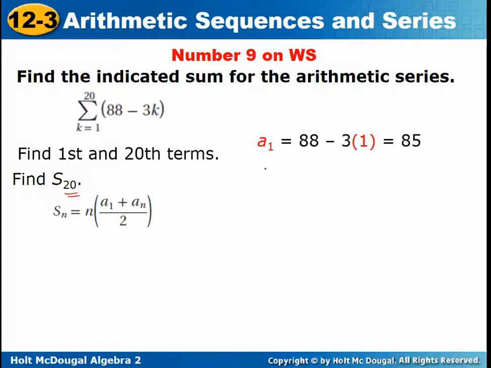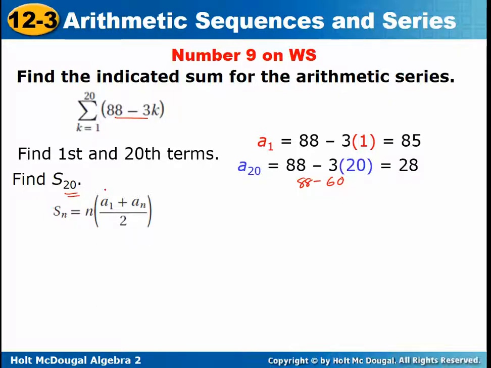So all we do is plug in, and we write a sub 1 equals 88 minus 3 times 1. We replace k with 1 for the first term. And 88 minus 3 is 85. That one's pretty basic. The second one, we take 88 minus 3 times 20 because we want the 20th term. And that's 60. So 88 minus 60 is 28.